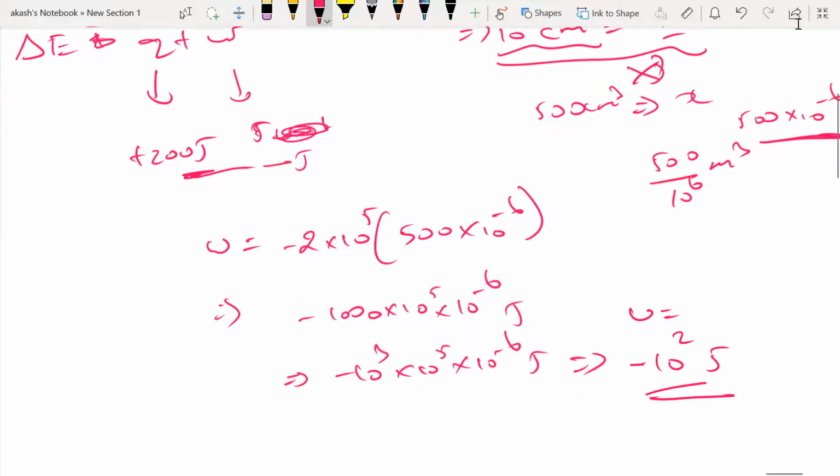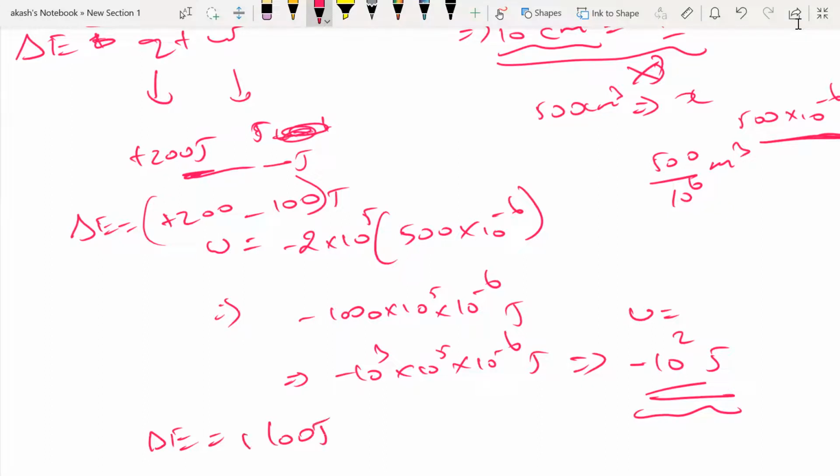This is what is your work done. Okay, now you can substitute here. This thing we already know. So delta E is equal to Q plus W. Q is plus 200, and the W value we got is minus 100, that is 10 to the power 2, all in joules, right? So delta E change, we can write as 200 minus 100, which is plus 100 joules. That's it. That's the answer to this question.